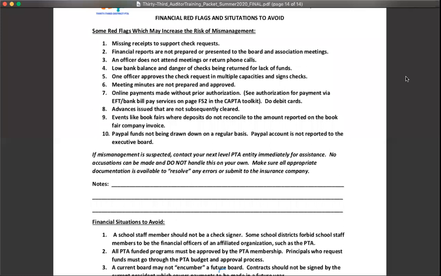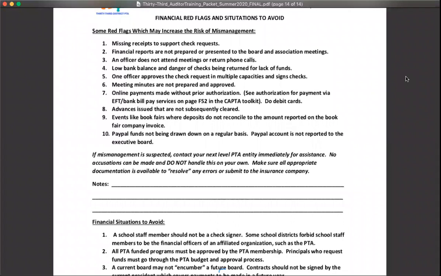And also PayPal funds, and we've talked about PayPal funds because there's been situations where the treasurer who draws down the money felt that funds weren't needed, and so they kept the money in the PayPal account without drawing it down. And that's not right. Drawdowns, you know, should equal 0 by the end of the month. These funds need to be drawn down on a regular basis, and it should be reported to the executive board because this is money going in, and it needs to be drawn down in a timely manner.